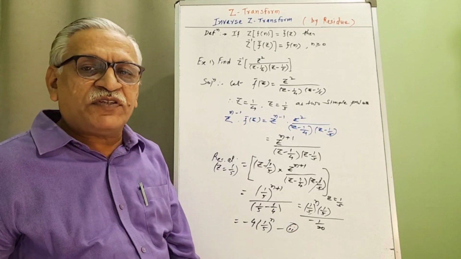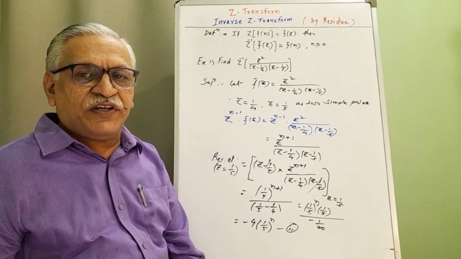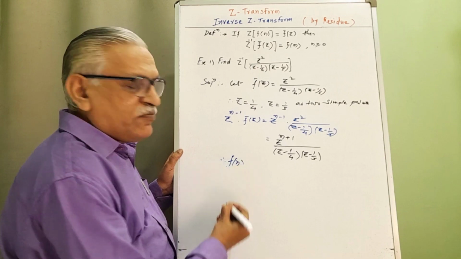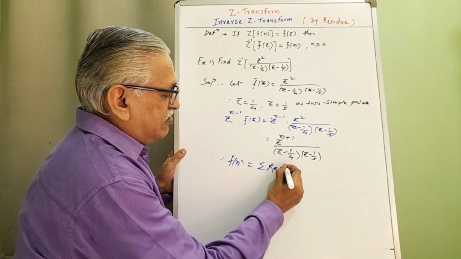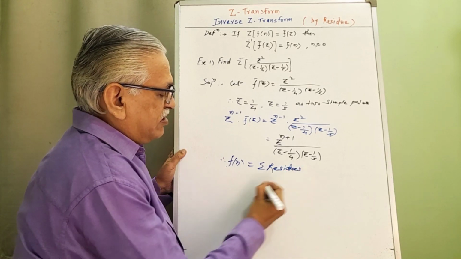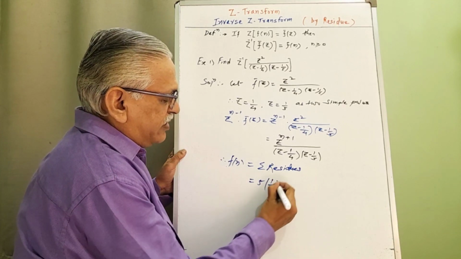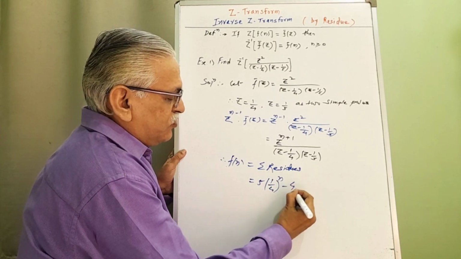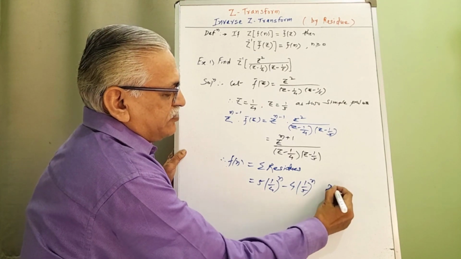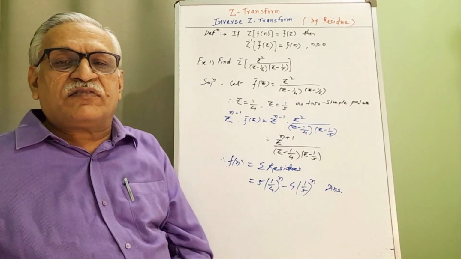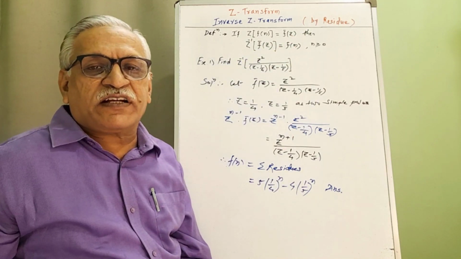Then taking the sum of these two residues to get the value of that inverse Z transform. Therefore the inverse Z transform, that is f of n, is the sum of the residues: 5 times 1 by 4 raised to n, minus 4 times 1 by 5 raised to n is the required answer. That is the value of the inverse Z transform obtained by the residue technique.